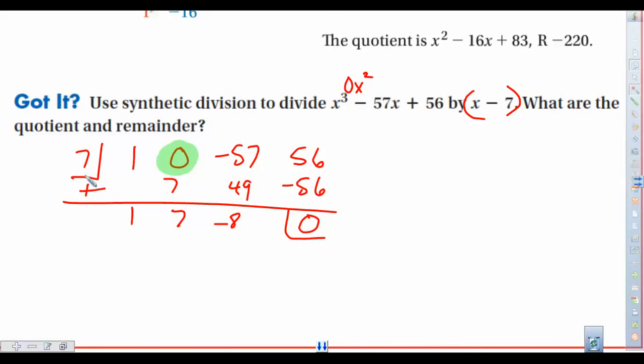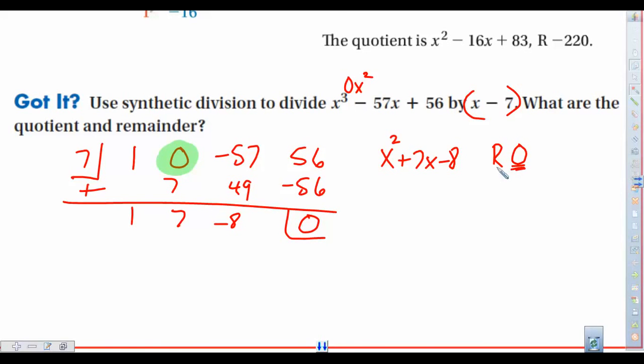So since there's a missing second degree term, you need to put a 0 in there. And then there's that 7. Check my work here. 1 multiply 0 plus 7 makes 7. Multiply a 49, negative 57. Check my work there. Does that get negative 8? Hope so. And then 7 times negative 8 makes negative 56. Add those up, we get a remainder of 0. So then, because this was cubic, we're looking at a quadratic quotient right here. So then our answer, our quotient would be x squared plus 7x minus 8, and our remainder would be 0.